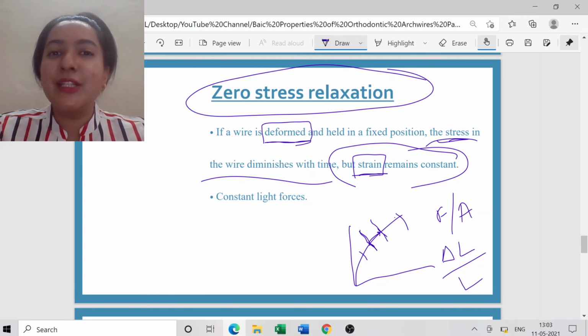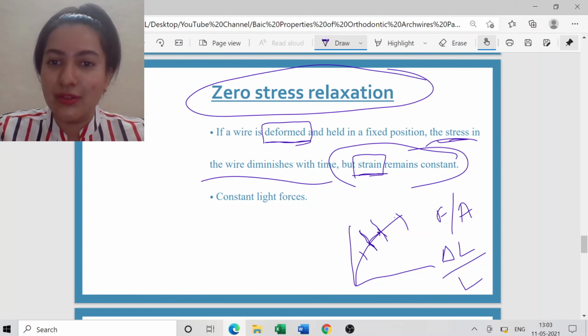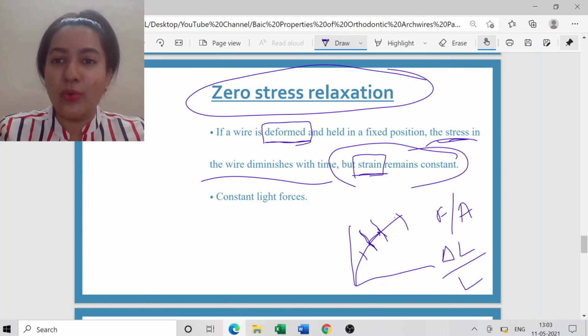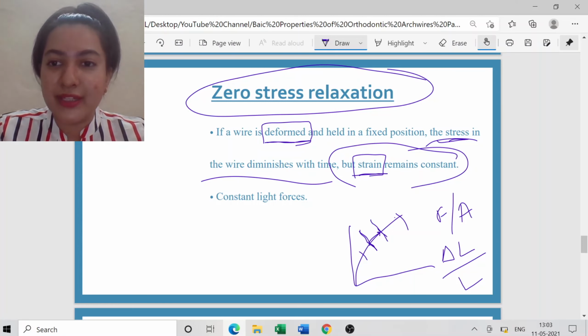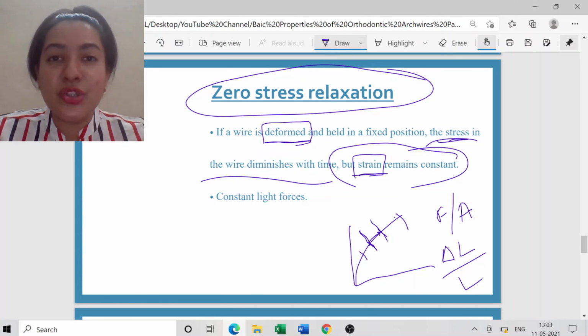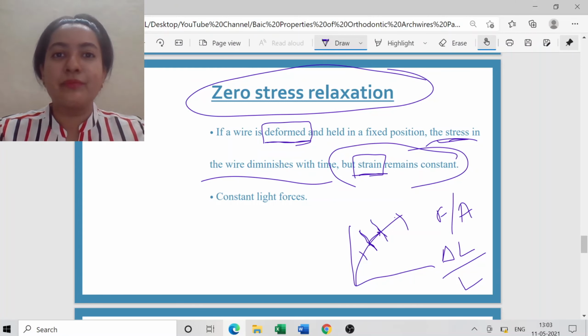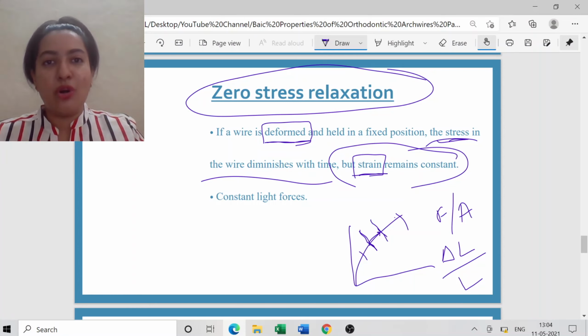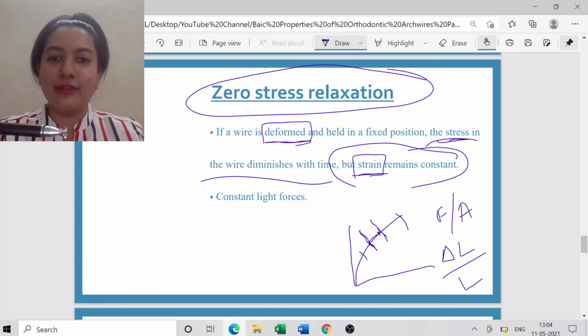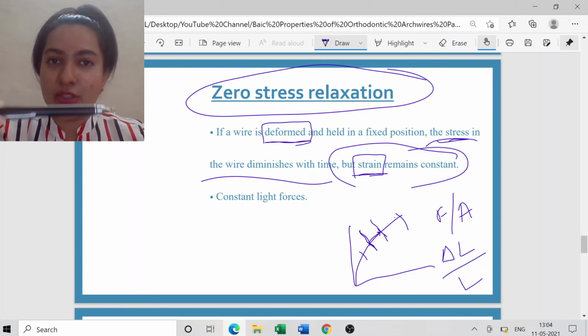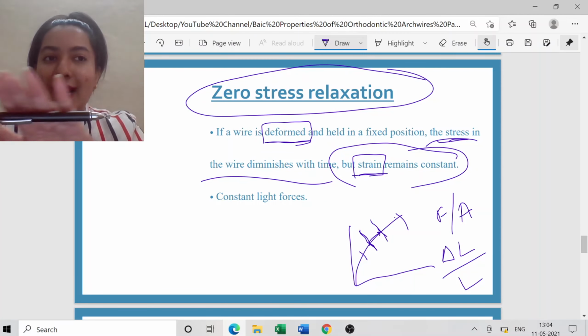So this is my zero stress relaxation. My stress will relax, it will come down to zero over a period of time. The stress in the wire will diminish, but my strain will remain constant. So if a wire is deformed, suppose this is a deformed wire and it is held in a fixed position, no forces are acting on it, okay?